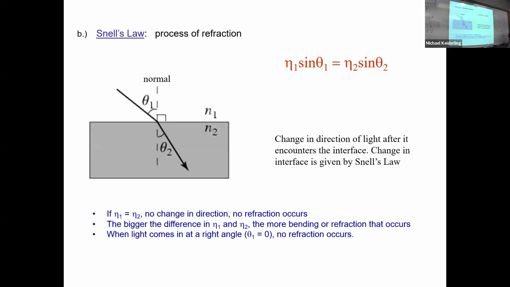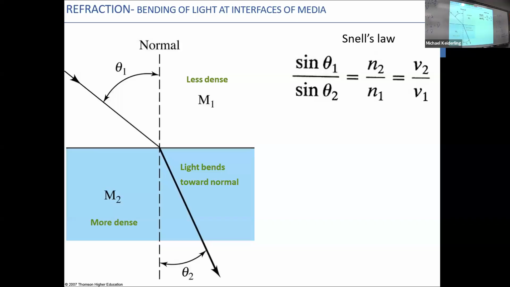So this is Snell's law. And the index of refraction is the speed of light in a vacuum divided by the speed of light in the medium. So it has to do with the speed of light. The slower the speed of light is in the substance, the higher its index of refraction. So that's where you can see the velocity is there.